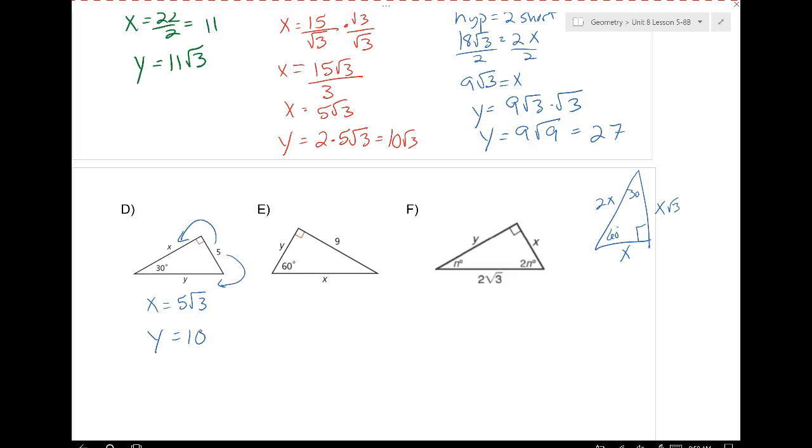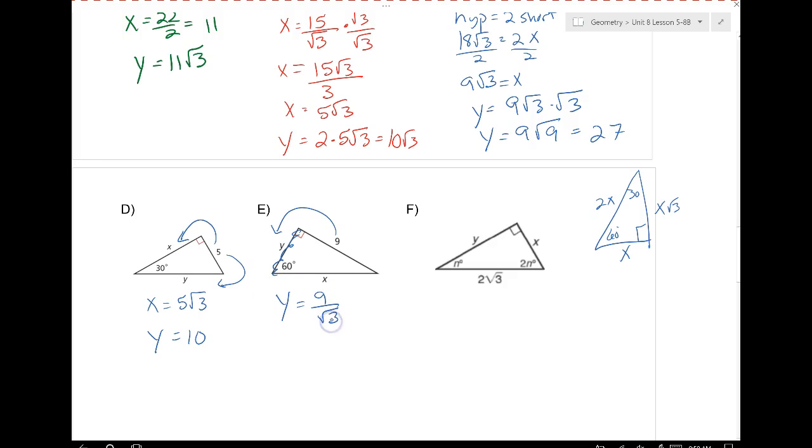Talk to me on the next one. Isla, what do you know? Short leg, long leg, or hypotenuse? Long leg. So I need to go home base. Guys, I got to go home. I got to go to the short leg. So how do I go long leg to short leg? What do we do? Yep, divide by the square root of 3.